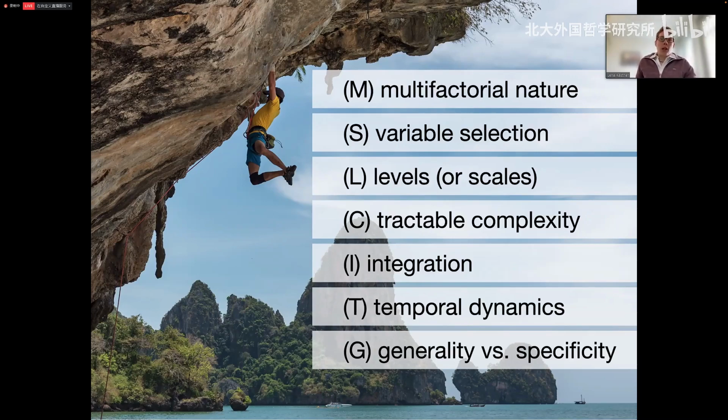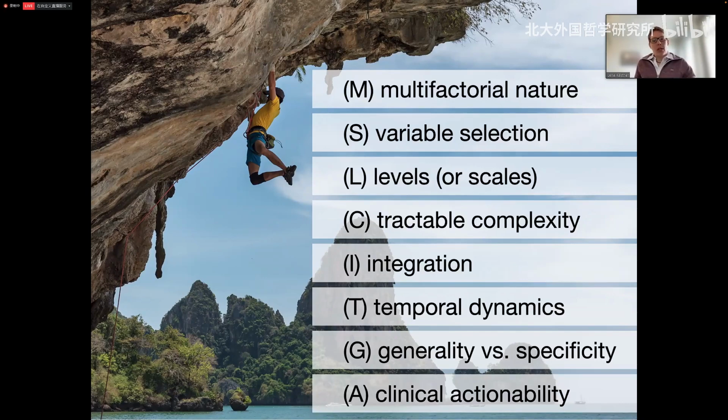Besides, and now we come to the final challenge, the one that I already pointed to, we want our insights from the model to be clinically actionable. That is, we want our model to actually help select diagnostic and treatment options, and in that way, the clinical actionability challenge is related to variable selection, levels and tractable complexity. And we want to make sure that whether we have a model that's based on within or between subject data, it will be clinically actionable either on the general or on the specific side of things.